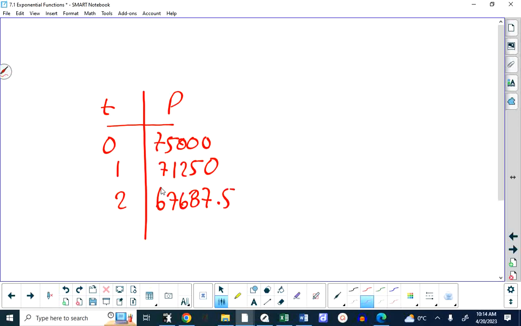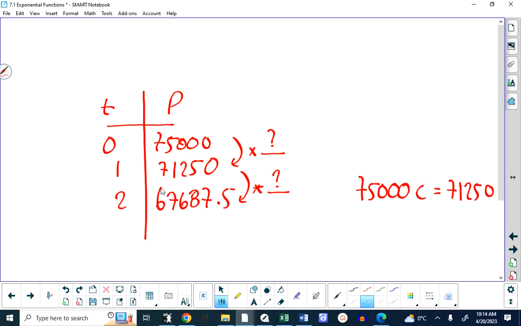Now, the base is the number that you multiply by regularly. How can we figure out what you multiply 75,000 by to get 71,250? Well, we can take 71,250 and divide by 75,000. Right? 75,000 multiplied by that base has to give us 71,250. So we can divide both sides by 75,000. And we could do that for the next step as well. I want you to take 71,250 and divide by 75K, and then try taking 67,687.5 divided by 71,250. Riley, is this matching what you suspected? It's 0.95, isn't it?